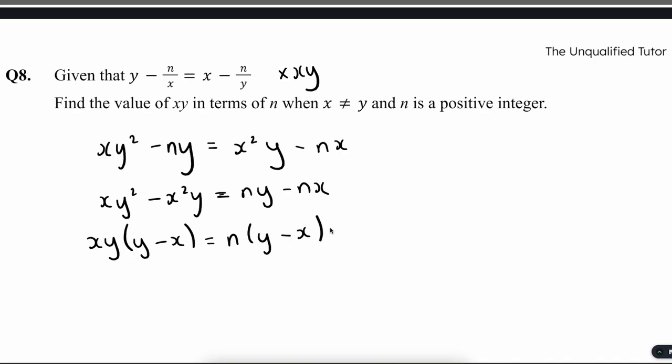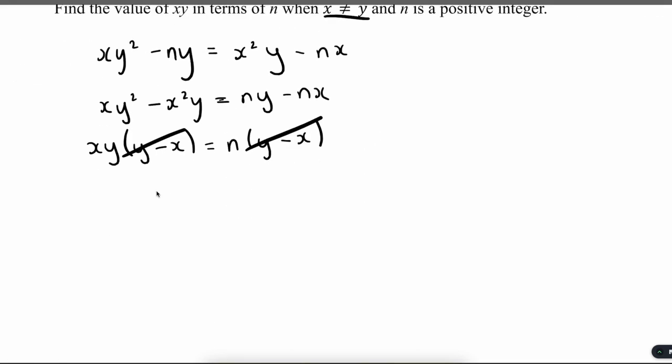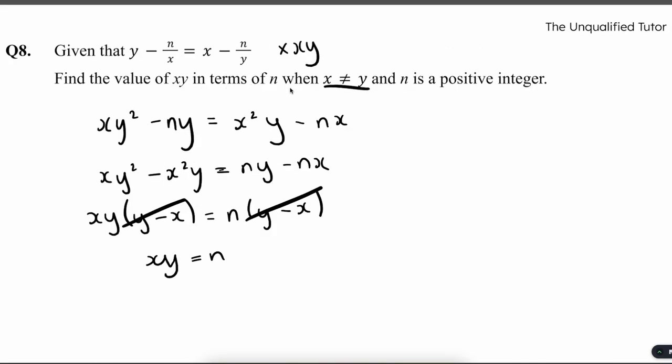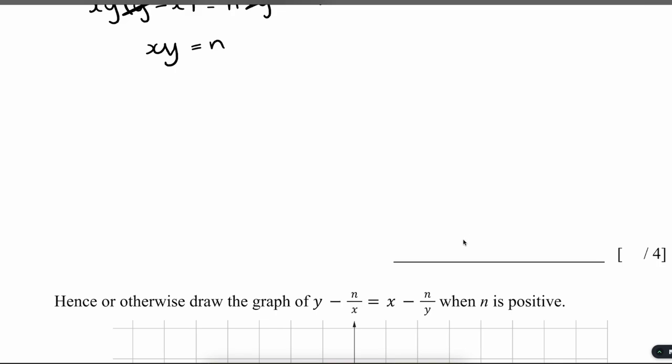So most of the time you wouldn't just cancel these out, because you might be dividing by 0, but in this case it says x is not equal to y, and this basically means that y minus x cannot equal 0, because if y minus x equals 0, then y equals x, which cannot happen due to this rule up here. So we can just divide both sides by this, and so we get xy equals n. And then if you look at the original question, find the value of xy in terms of n, well, we've done it. xy equals n. That's our answer.